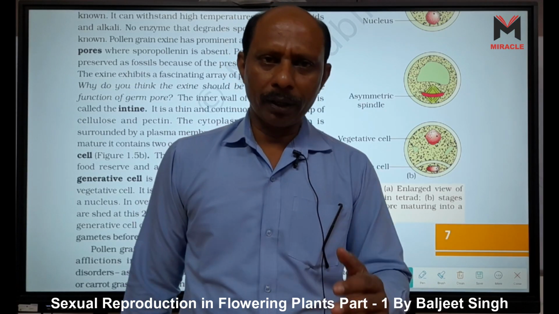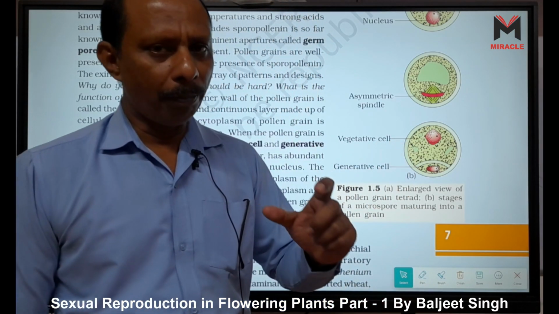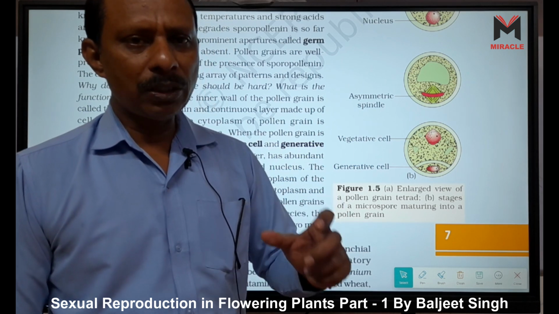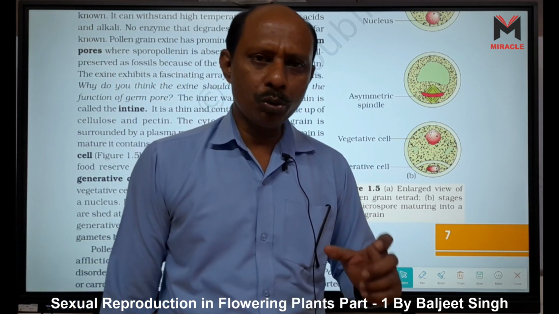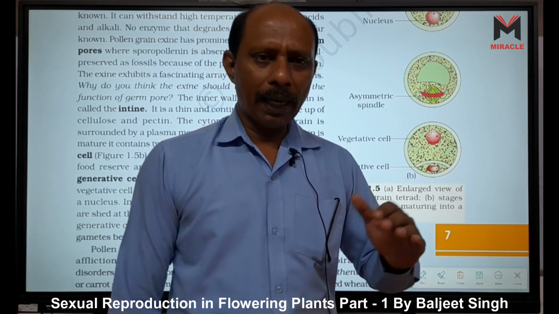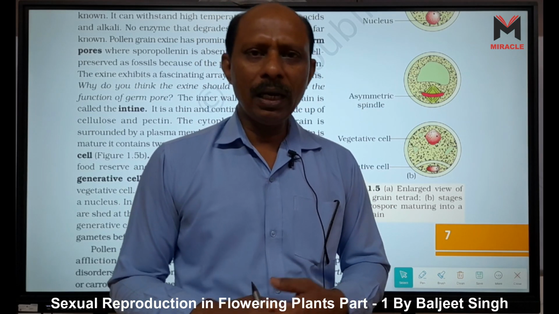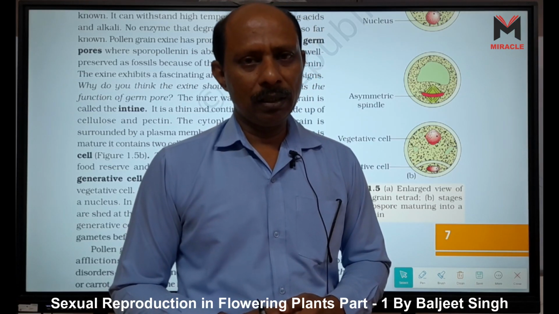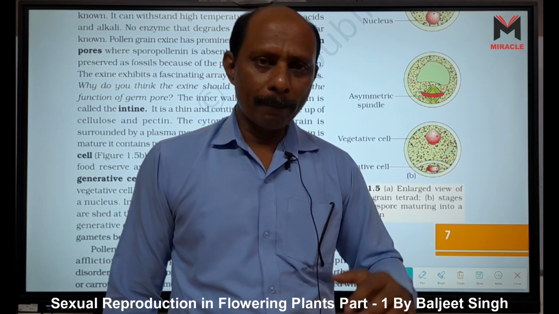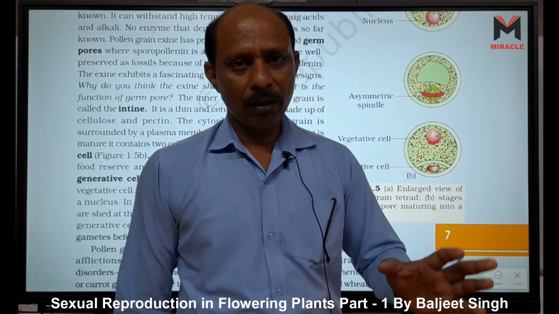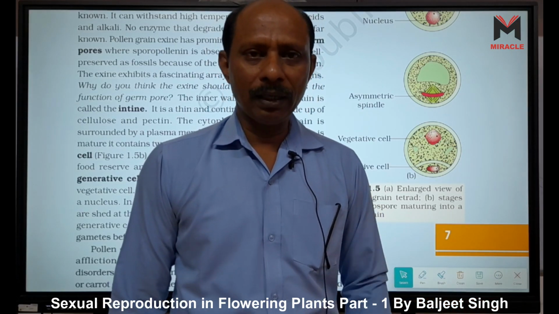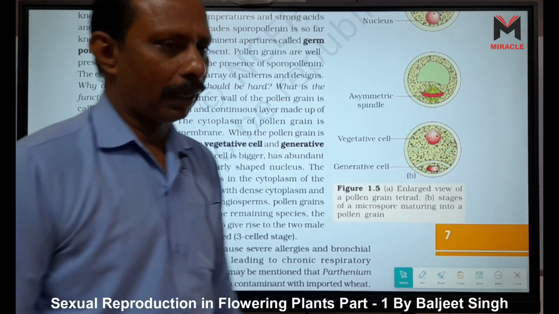One thing is very important here. A mature pollen grain has a two-celled stage, because at this time they are shed. But a mature male gamete has a three-celled stage. A mature pollen grain is two-celled, but a mature male gamete is three-celled, right?